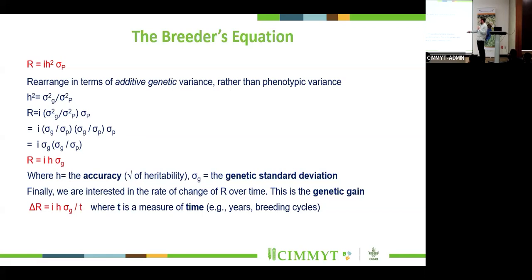So, we have the intensity of selection on a standard scale, we have the accuracy on a standard scale, and we have the genetic standard deviation. Genetic gain is the response to selection over time, so we divide by time. This can be years or breeding cycles, if you like. We usually talk about it in years, because when we're trying to optimize a breeding program, we have resources in years, not breeding cycles.